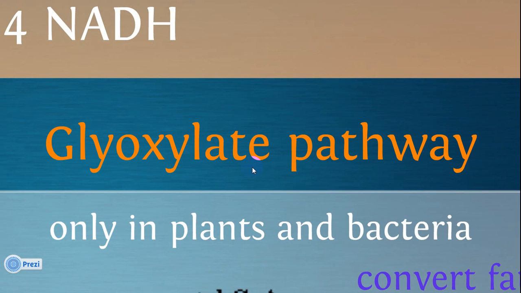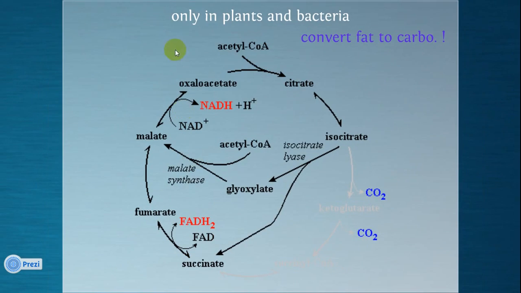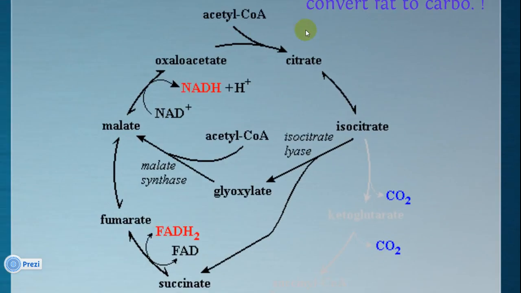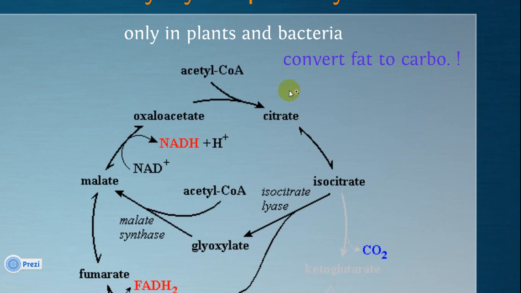Okay, and we have one pathway. It's the glyoxylate pathway. It's related to the citric acid cycle. Why? This pathway happens only in the plants and bacteria. The plants and bacteria are able to convert the fat into carbohydrate, but we, the humans and the animals, can't do this. Why? I will say why in the next few minutes.